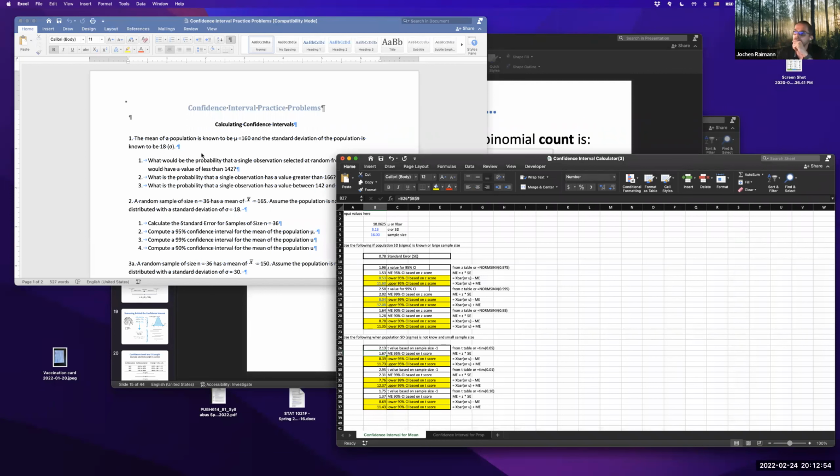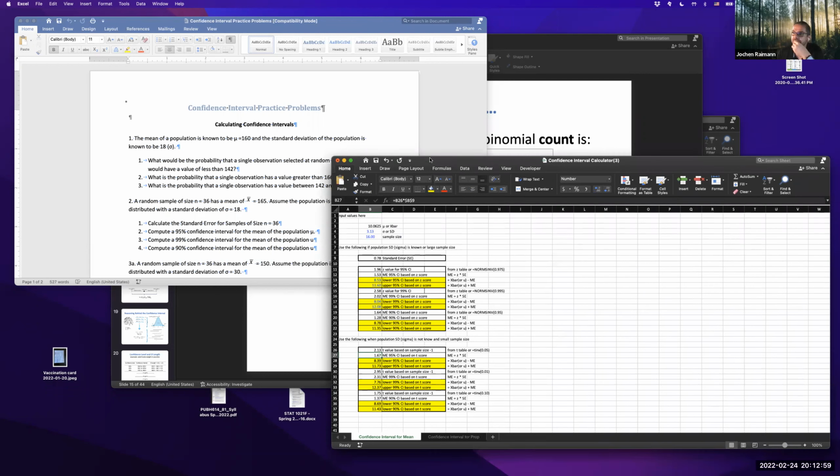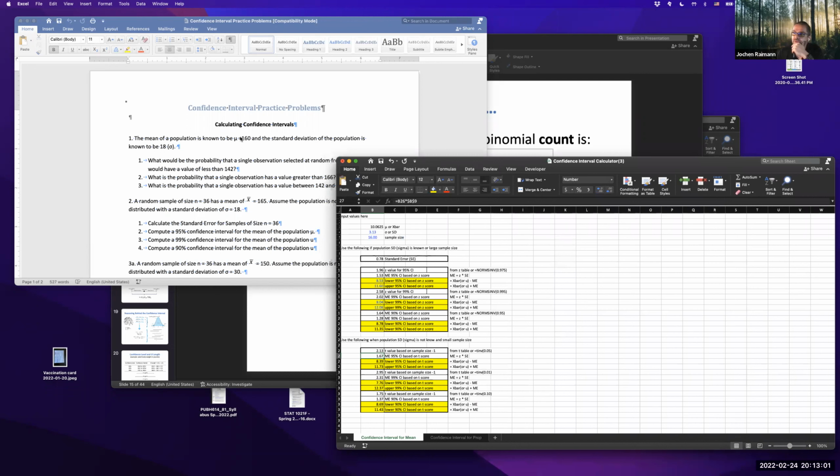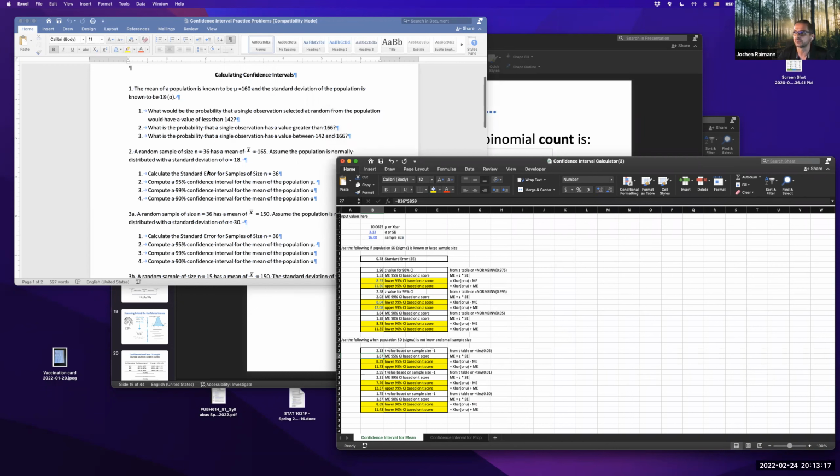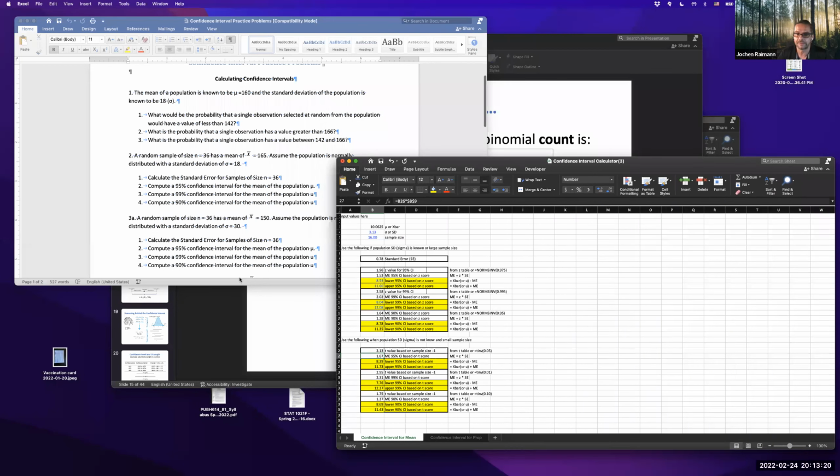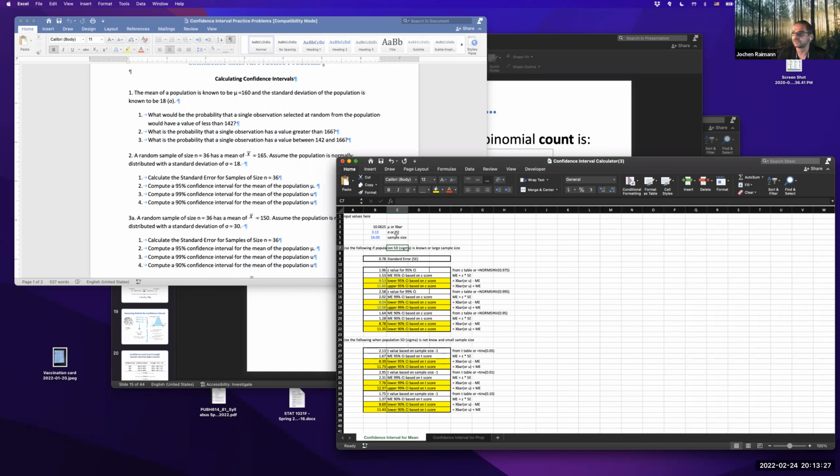So let's start with the first example. We have a population mean that is known to be a mu of 160, and the standard deviation of the population is known to be 18. So again, we have a true mean and a standard deviation. This is an example where we need to understand the z scores and what the distribution of a population looks like.